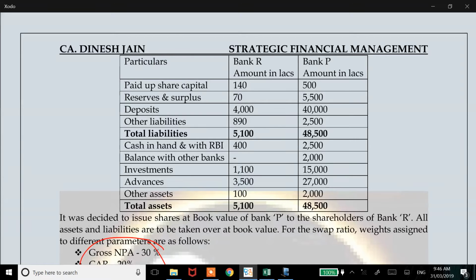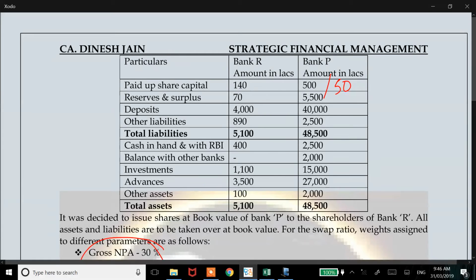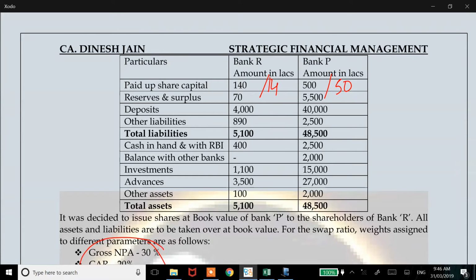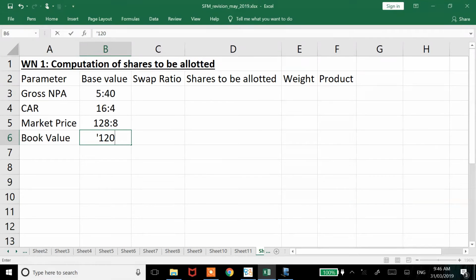120 and 15. That is 500 plus 5,500, which adds up to 6,000, divided by 50 lakh shares. The number of shares for the other entity is 14 lakhs. The value is 6,000 by 50, which is 120, and 210 by 14, which is 15. So the numbers are 120 is to 15.